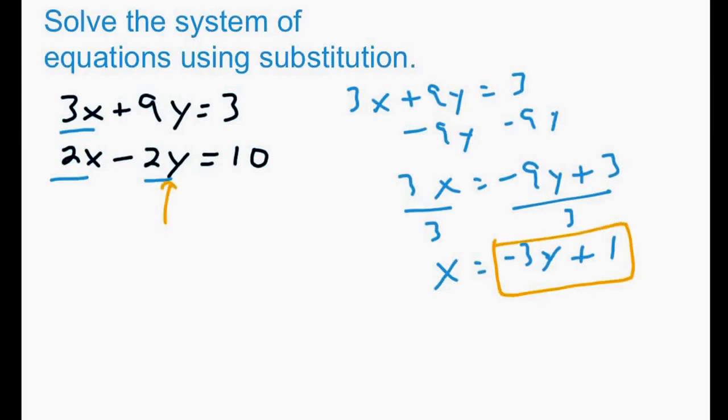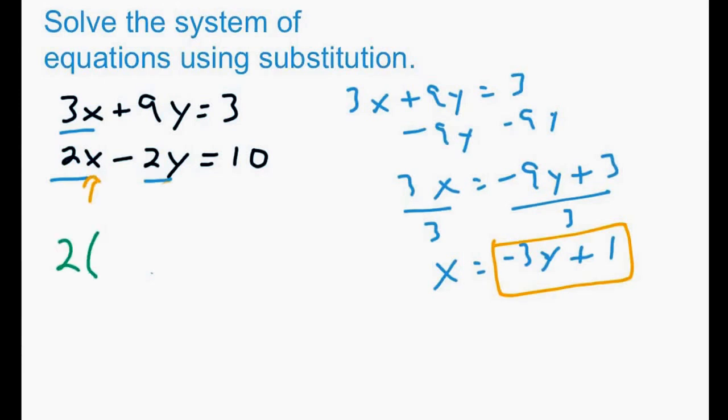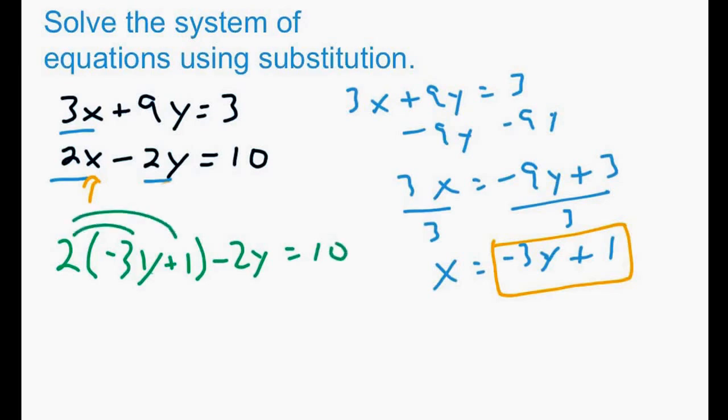Alright, so now I'm going to take that and substitute it into the second equation where y is. So 2x minus 2 times. No, I'm sorry, I'm substituting in for x. My bad. Wow, I'm just all kinds of mistakes here. So we're going to substitute it in there. So 2 times negative 3y plus 1 minus 2y equals 10. And we'll distribute: negative 6y plus 2 minus 2y equals 10.